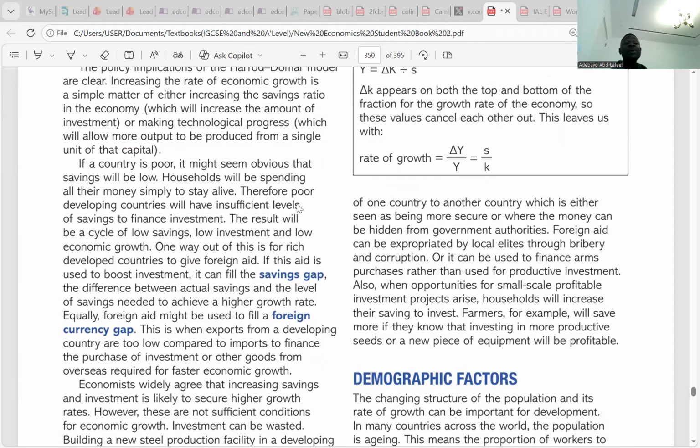But if you are doing more imports than exports, you are creating a foreign currency gap because it simply means you need more of other countries' currency. And that would not allow you to attain economic growth. And if you cannot attain economic growth, you can't achieve economic development. I think that point is clear.